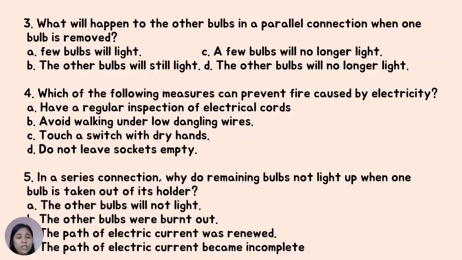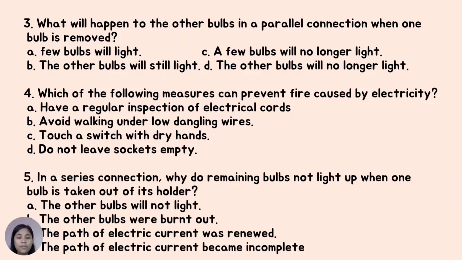And for number five, in a series connection, why do remaining bulbs not light up when one bulb is taken out of its holder? Letter A, the other bulbs will not light. Letter B, the other bulbs were burnt out. Letter C, the path of electric current was renewed. Or letter D, the path of electric current became incomplete. And these are the correct answers for number 3, letter D, 4A, and 5D.